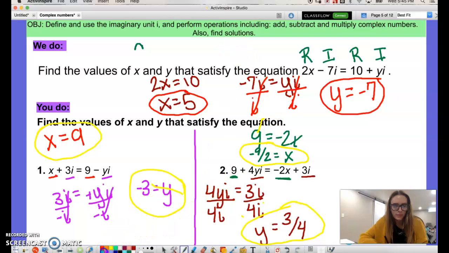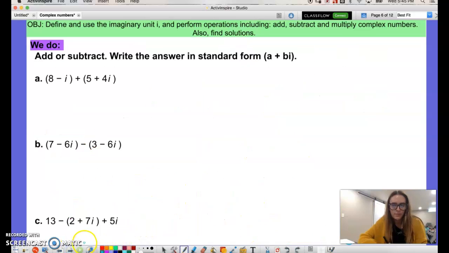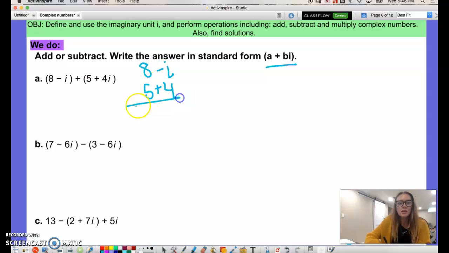All right, add or subtract. Write the answer in standard form. So this is a complex number form. So we want the imaginaries last with our coefficients in front of them. So when we add these, we can either set them up like a big addition problem, or we can just combine them, right? So 8 plus 5 is 13. Negative i plus 4i is positive 3i, and that's in the correct form there.